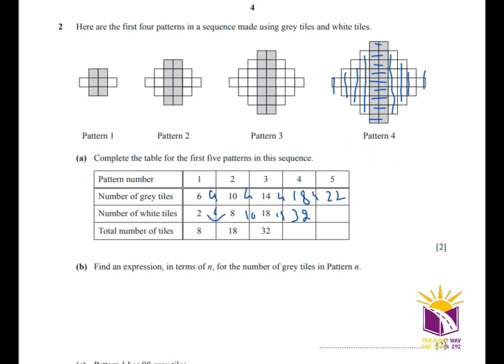First we have added 6 tiles, then we have added 10 tiles, then we have added 14 tiles. So now we are going to add 6 plus 4 is 10, 10 plus 4 is 14, 14 plus 4 is 18. Now we are going to add 32 and 18. It will be equal to 50. So the number of white tiles will be equal to 50.